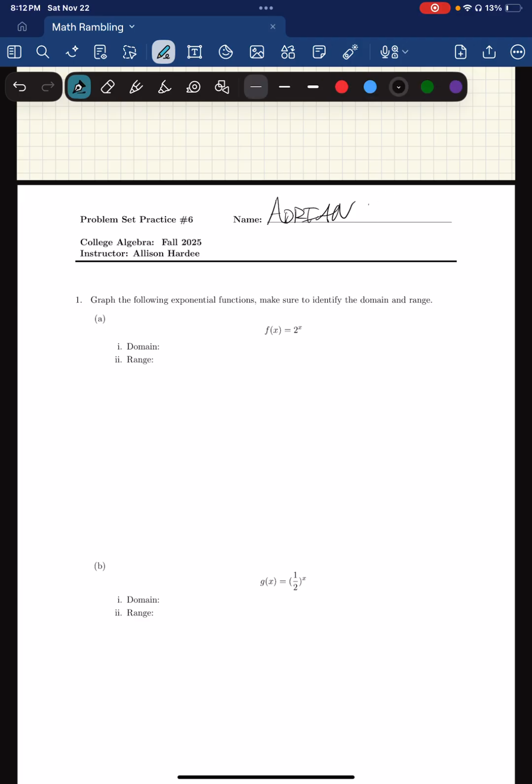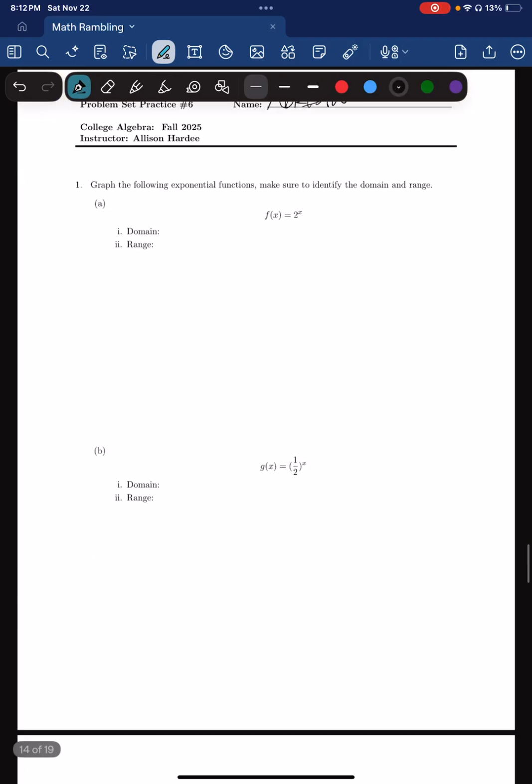Okay, let's see. Graph the following exponential functions. Make sure to identify the domain and range. Sure, okay, I could probably do this. So if I'm just thinking about what our normal something to the x power, like e to the x, I know they all kind of look something like this, at least when this number is bigger than 1. They all kind of look something like this. But let's get to it.